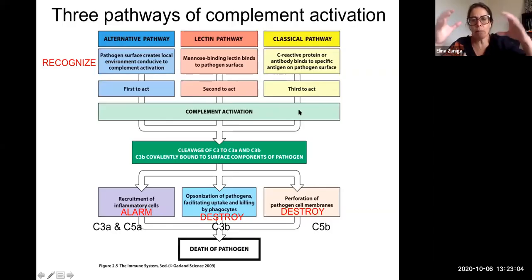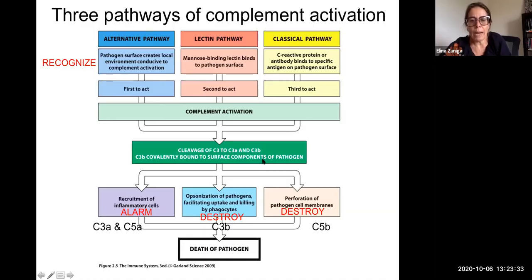And this complement activation will always converge in one central, common event, that is the cleavage of this factor that is central. It's called C3, complement factor 3. And it will be cleaved to produce two pieces that are called C3a and C3b.